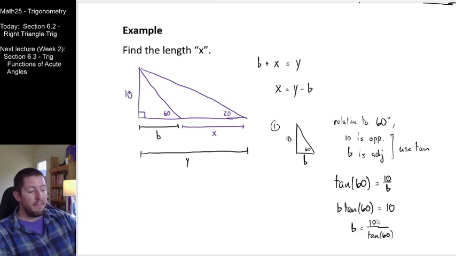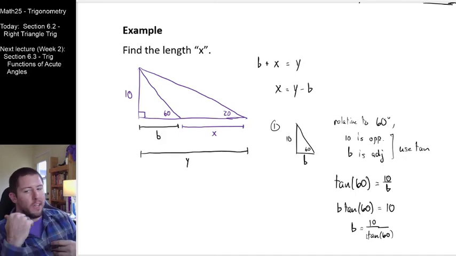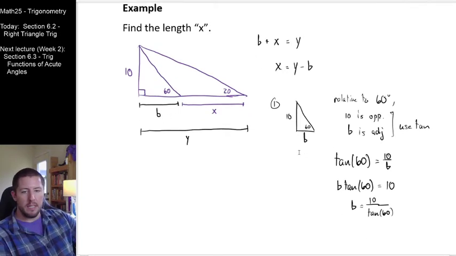And it looks like I have an expression for B. We could get a decimal for this. I'm going to wait and just go to the calculator one big time at the end right there. So I'm going to leave that as my length for B. But notice that means that we found one of the key pieces to this puzzle right here.